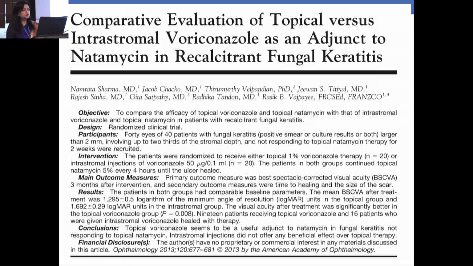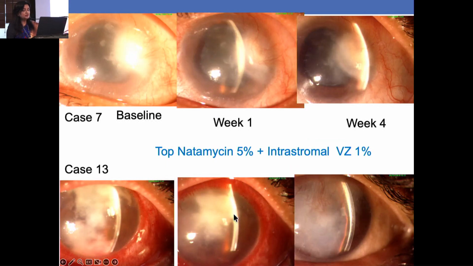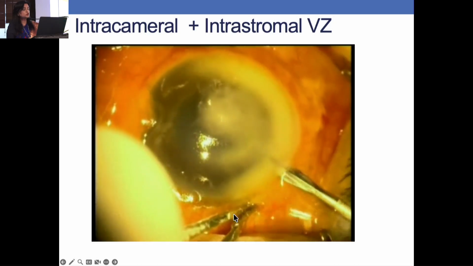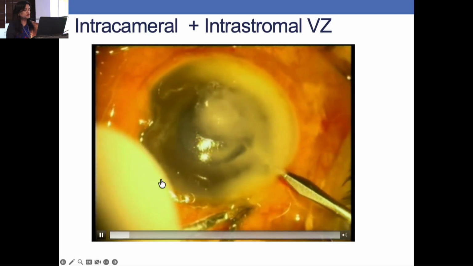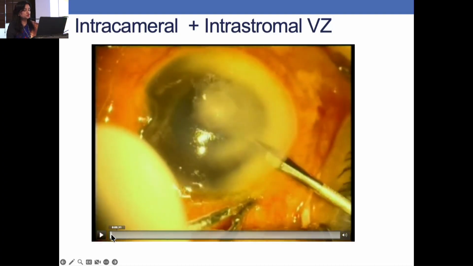This was a study, again a randomized controlled trial, where we looked at the role of intrastromal injections, and we found that they did well. We also thought that maybe they cause more vascularization, but we found that they did not cause so much vascularization, and the vascularization was comparable whether you gave the intrastromal injections or not.